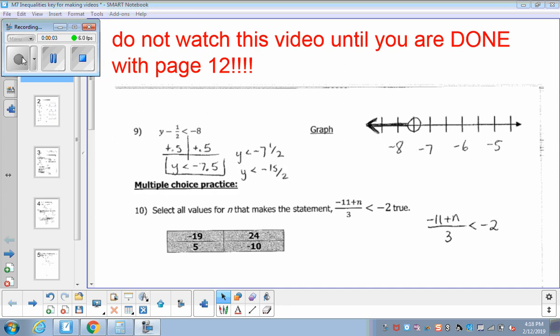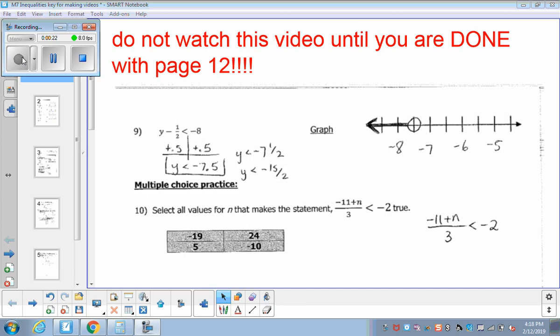So you've watched a video on pages 11 and 12 where I have reviewed how to solve the two-step inequalities. And now you're on page 13. Please make sure that 11 and 12 are done and that you watched that video and took notes on how to solve the two-step inequalities for pages 11 and 12.